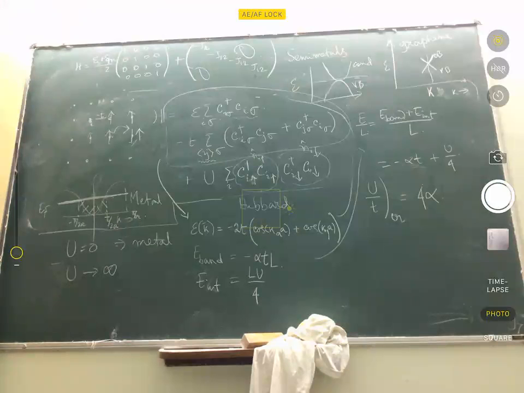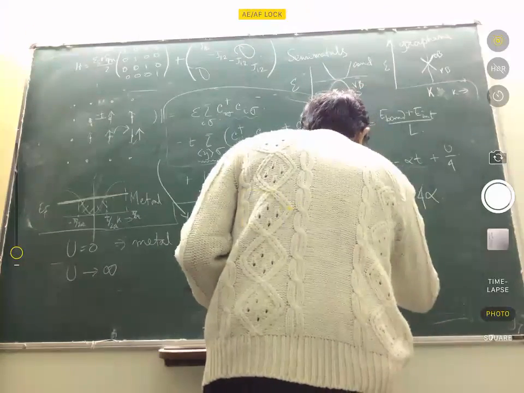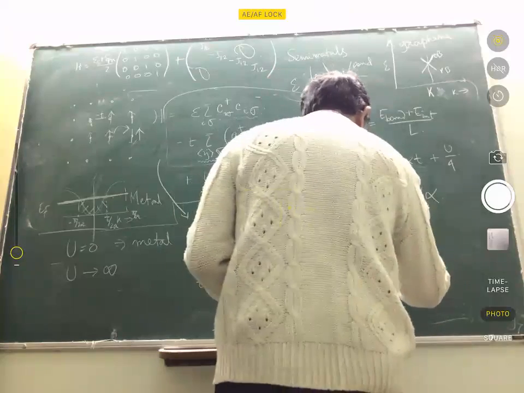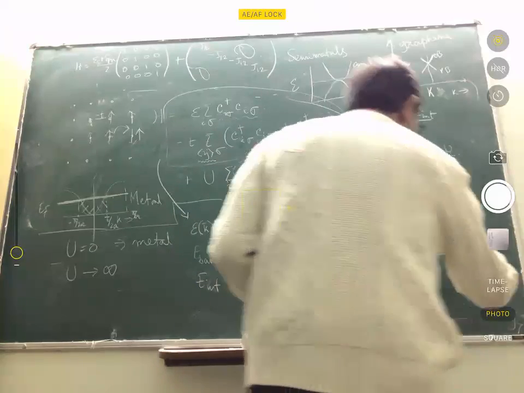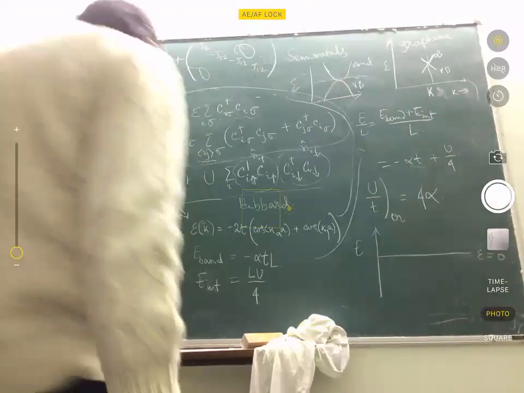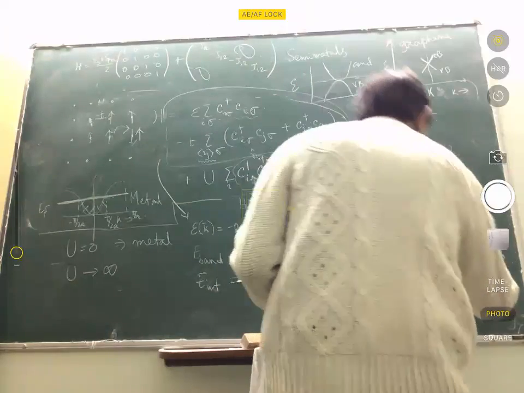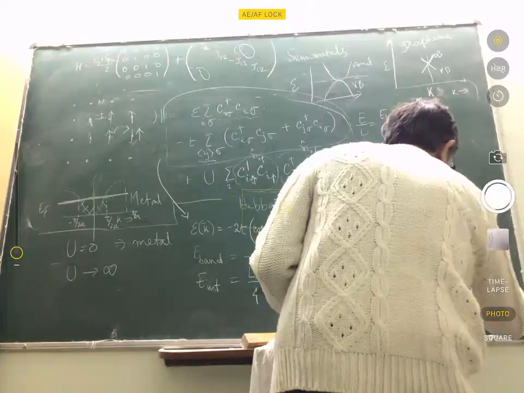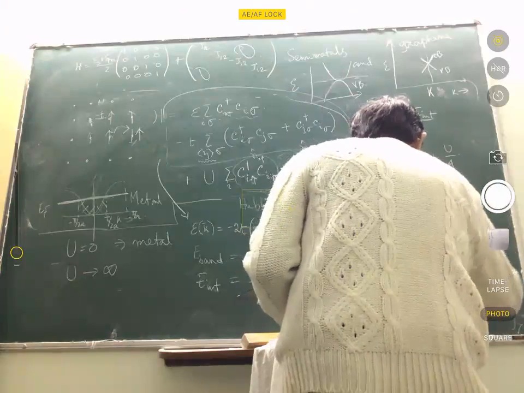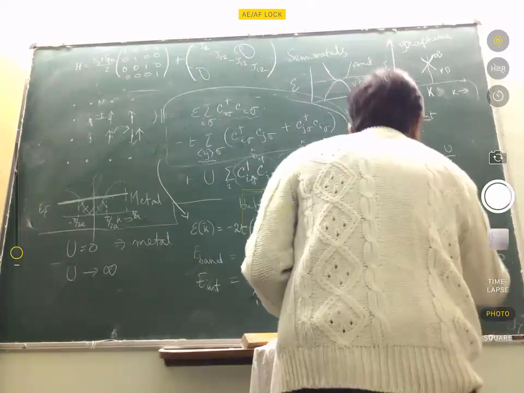So in fact, I'll draw this for you. This is energy, and this is epsilon on these sites, which we have set equal to 0. And what I'm plotting in this direction is U over T. And this is the point where U by T equals 4 alpha.